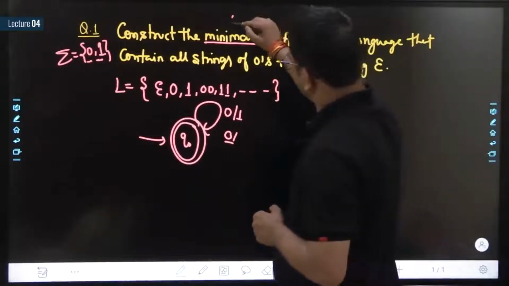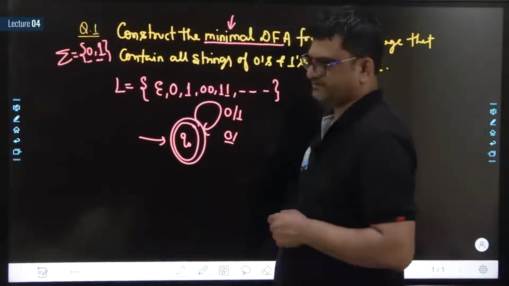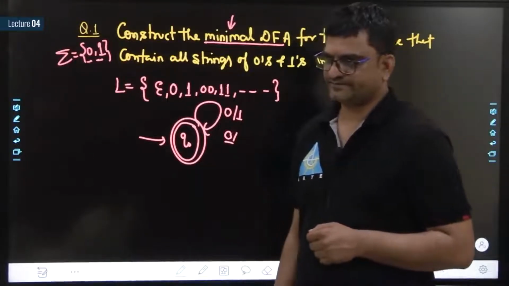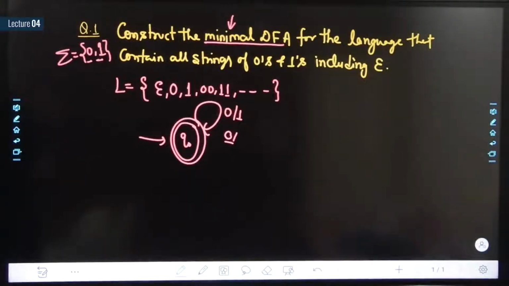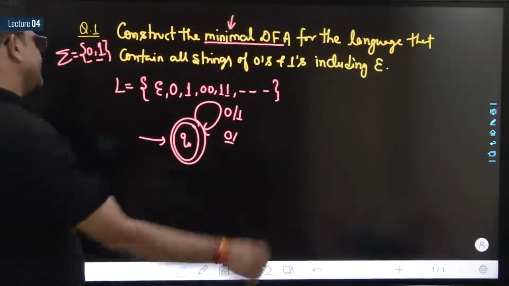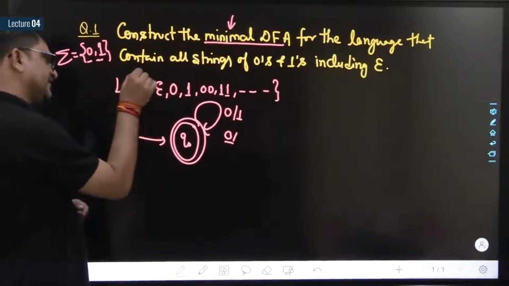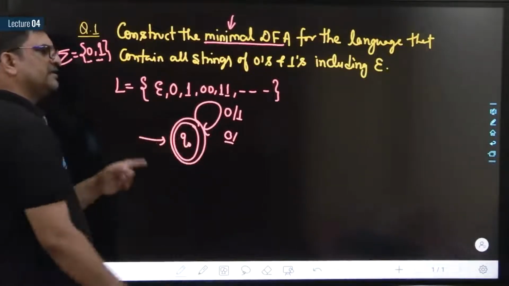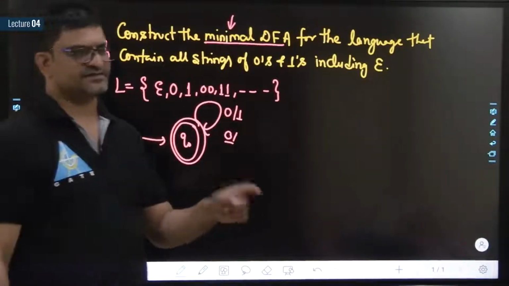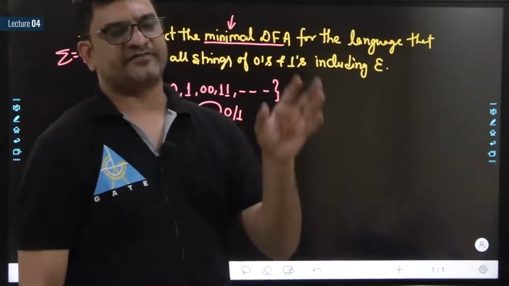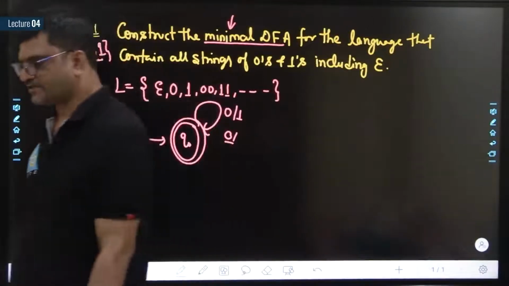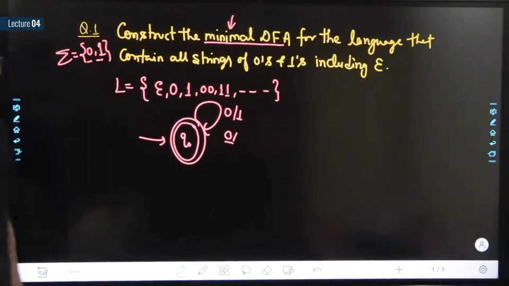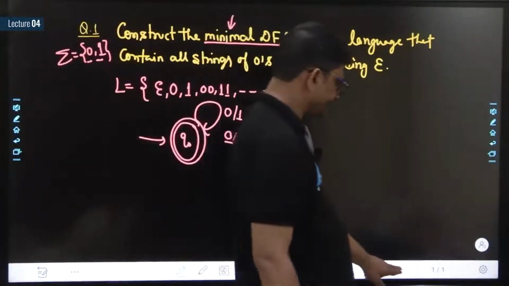This term is very important: minimal DFA. First we write the language, after that we create the skeleton, then we make that skeleton into a DFA. Next question.